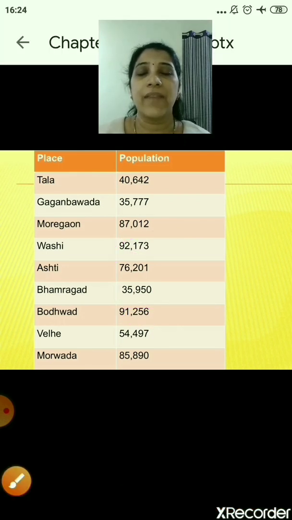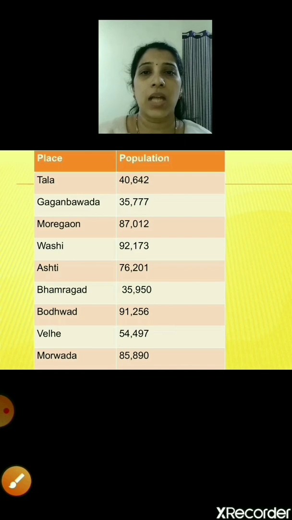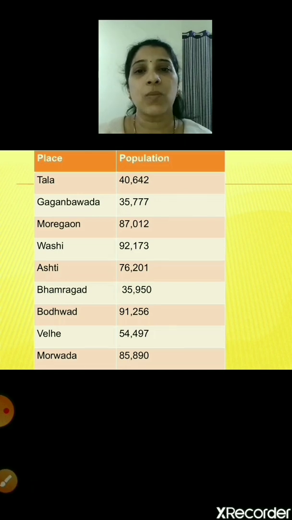In the same way, students, the other question was asked: which place has the smallest population? Again, you will go as per the same thing. Which place has got the smallest population?